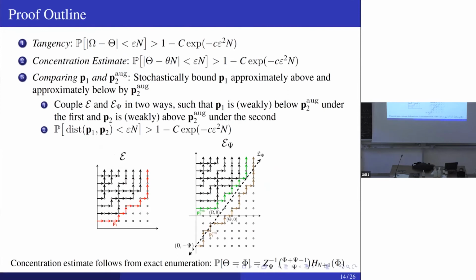Okay, so now to go ahead with proving the tangent method, we'll proceed in 3 steps. The first is a verification of this tangency hypothesis, which is that theta is close to omega. So the probability that theta minus omega is less than some epsilon n is exponentially high.